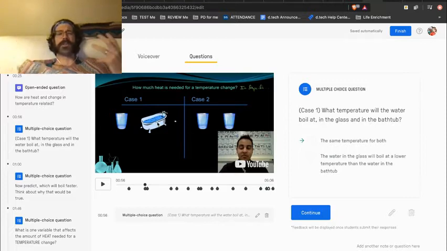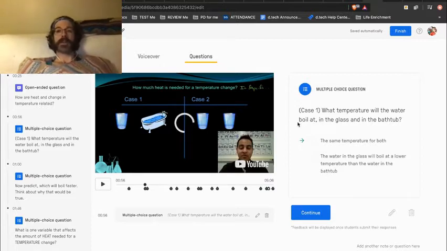And again, these are arbitrary units, just for the sake of talking about this. So again, with temperature, it doesn't matter how much of something you have, they can all have the same temperature. Okay, so that's why they'll both boil at the same temperature, 100 degrees Celsius.